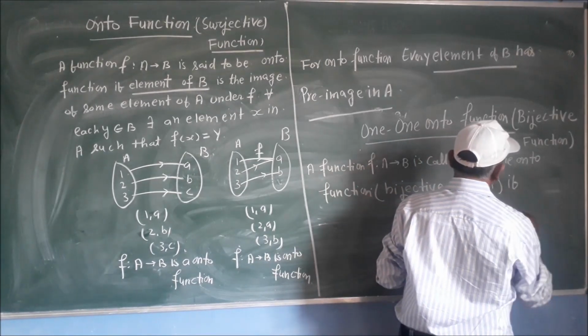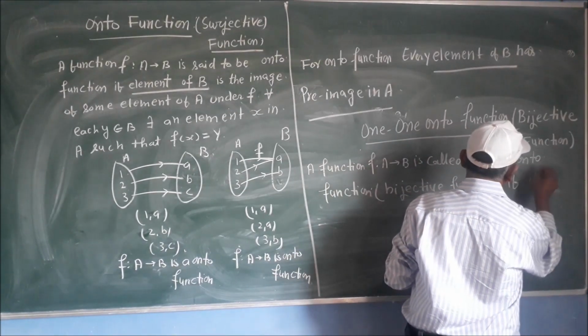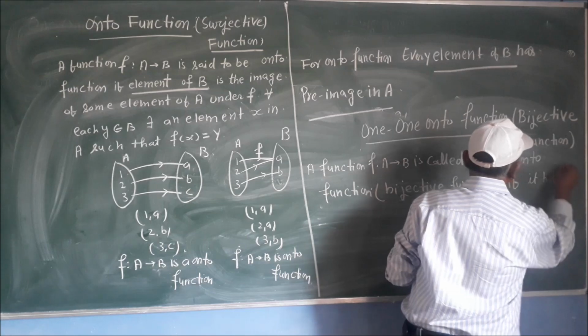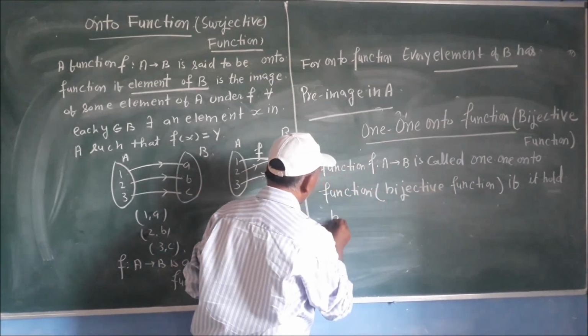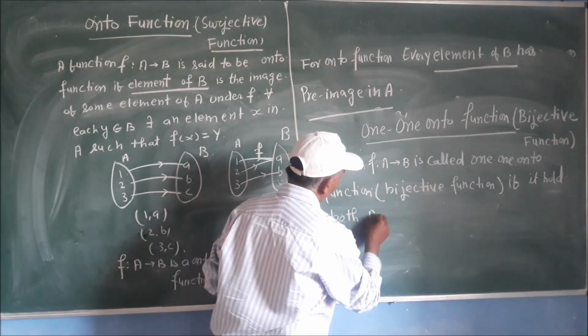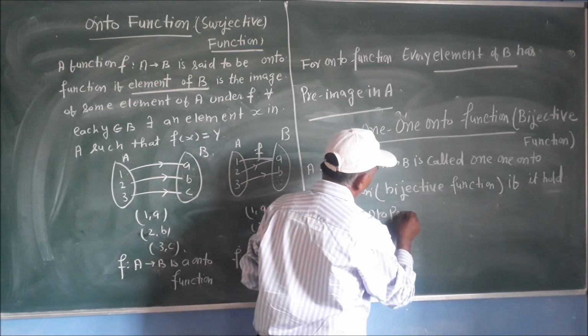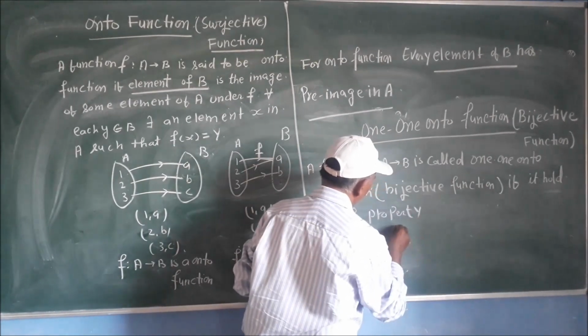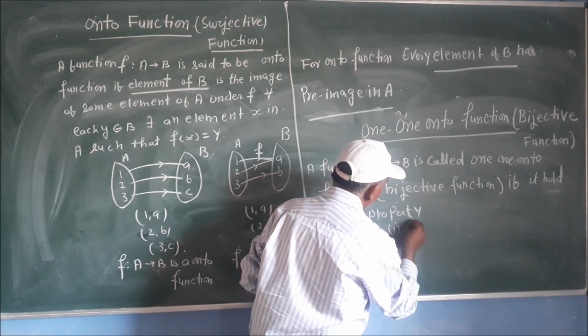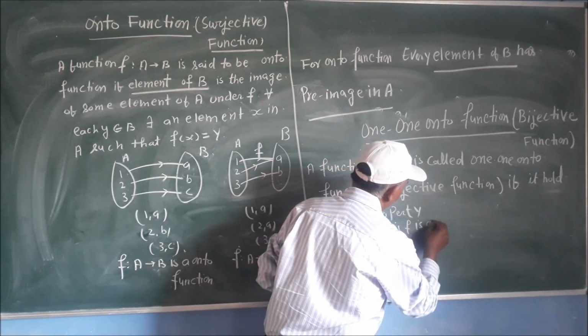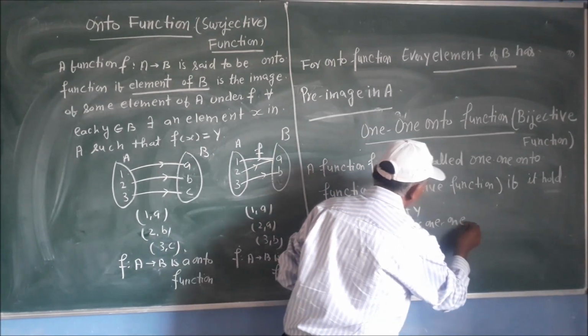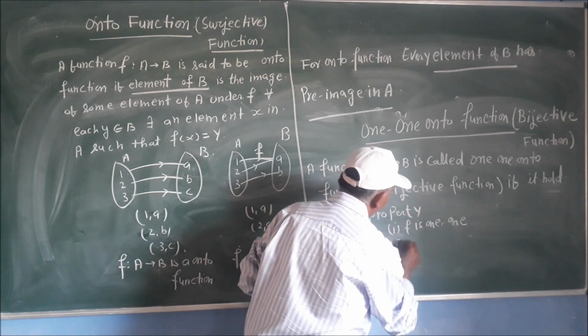If it holds both properties. First, f is one-one. Second, f is onto.